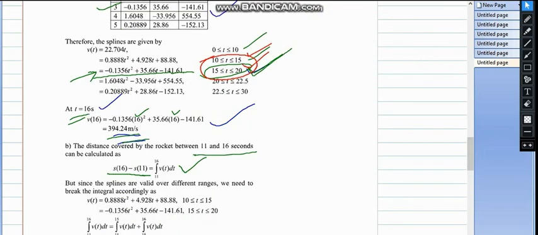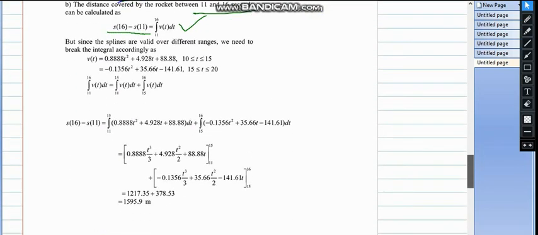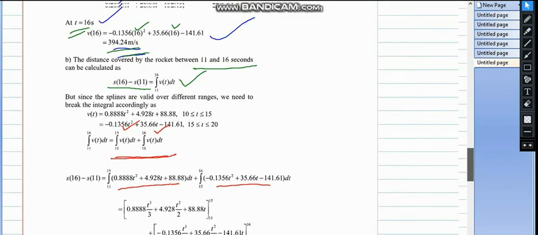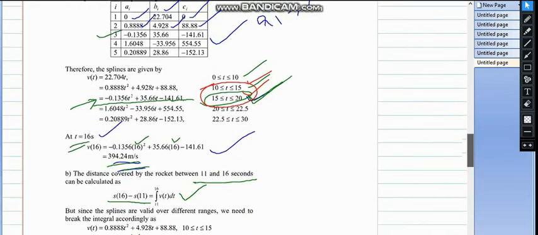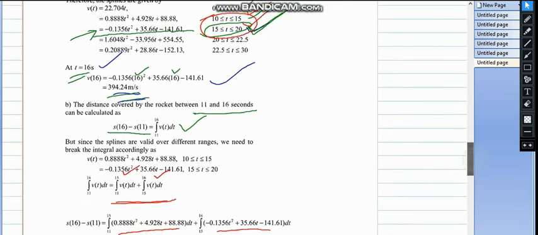Then we have to use both spline equations. That is why we have to split the integration like this: from 11 to 15 the first integration, and the second integration from 15 to 16. Okay. Then we will substitute the corresponding spline equation for v of t. Okay. Then we integrate and find the final result. That is nothing but the distance covered by the rocket between 11 and 16 seconds.